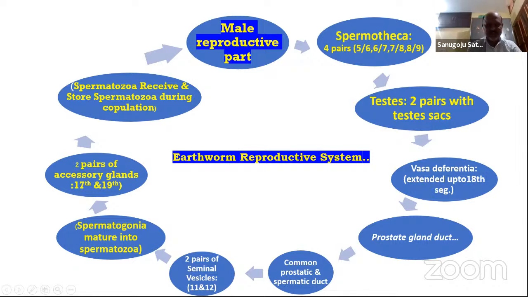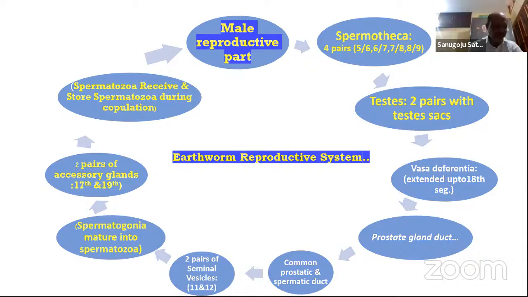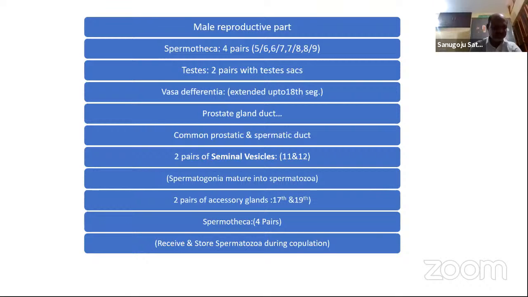And about the female reproduction, a pair of ovaries is present in the 12th to 13th segments. The oviducal funnel opens into the ovum. But now again, we have to recap it once again.